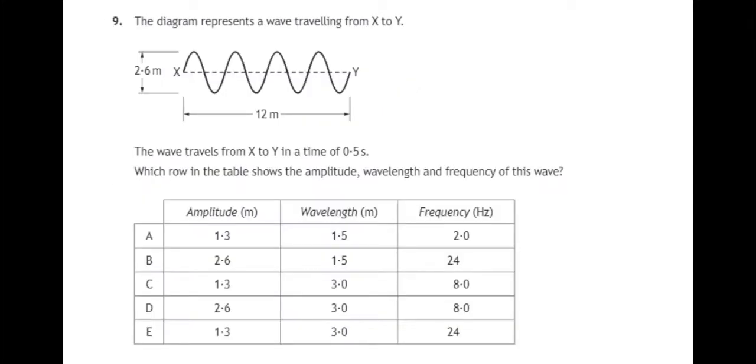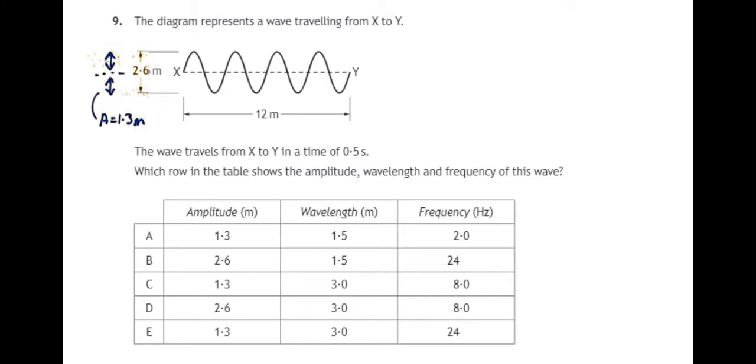Number 9, the diagram represents a wave traveling from X to Y. The wave travels from X to Y in a time of 0.5 seconds. Which row in the table shows the amplitude, wavelength, and frequency of this wave? So first of all, we consider the amplitude. The amplitude is the displacement of the wave from its rest position vertically, up to the top of its crest or down to the bottom. So here we've got a total height of the wave of 2.6 meters, which gives us an amplitude from the central line up to the crest, or the central line down to the trough, of half of that, which is 1.3 meters.